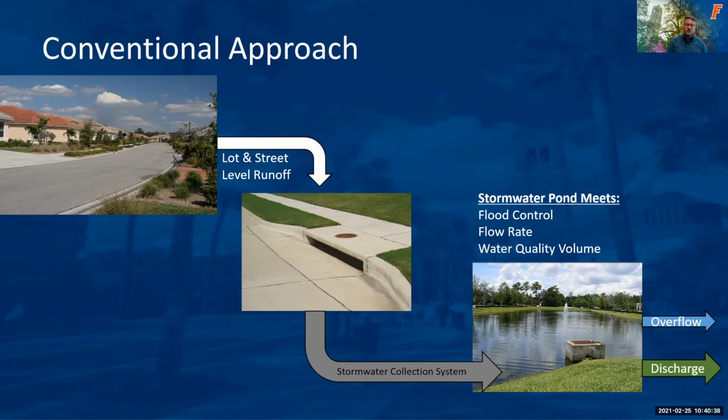That water then oftentimes will go through that stormwater collection system into a stormwater pond, where it has three functions that it's expected to perform. The first one is flood control. Okay, so we want to make sure that when we have a heavy rain event, all that runoff isn't going all the way downstream and flooding our neighbors. All right, we're also controlling that flow rate, so that we're mitigating that flashiness that can occur from urbanization.